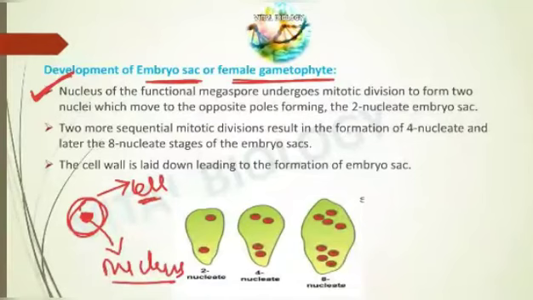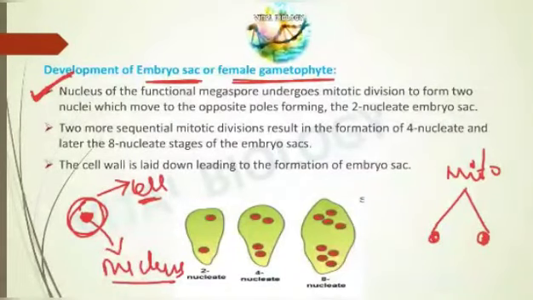So this is the nucleus and this is the cell. One megaspore we took. So the nucleus of the functional megaspore undergoes mitotic division. As I told you, if there is a mitotic division, then there is a formation of 2 cells. If there is a meiotic division, then it gives 4 cells.